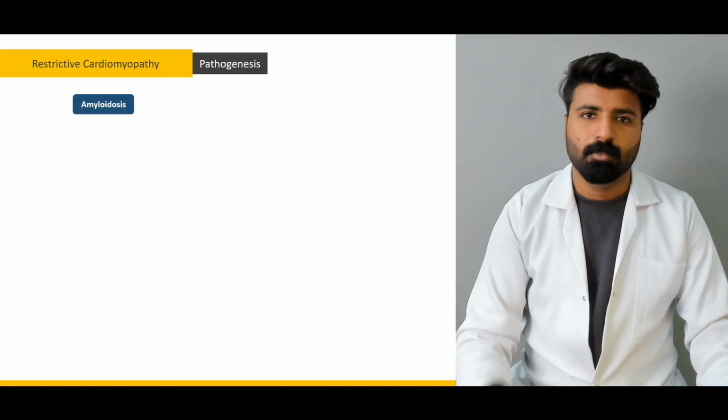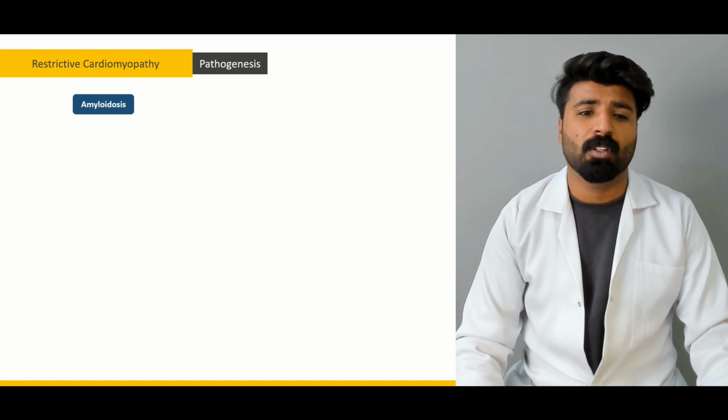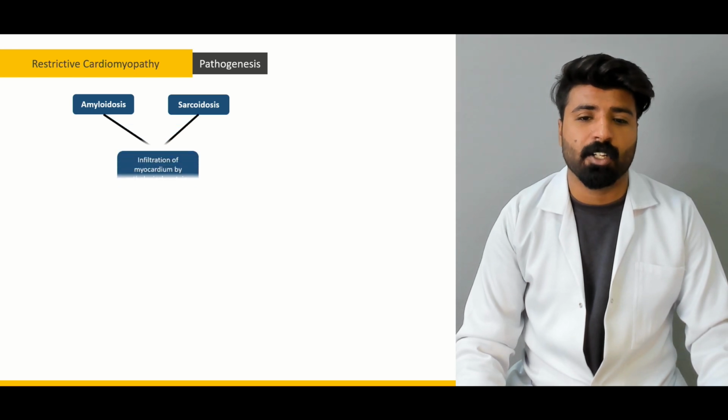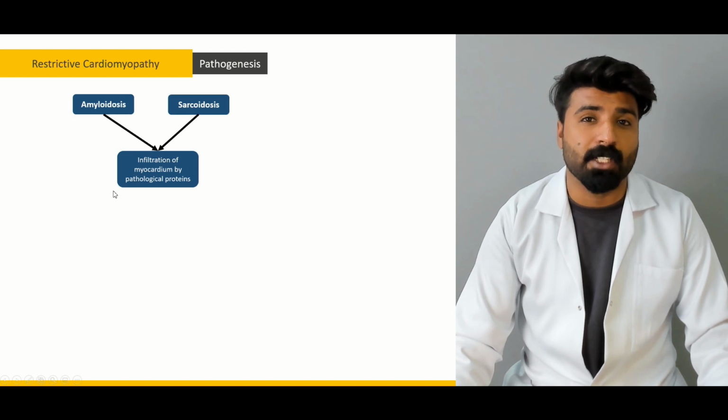Next on, we talked about etiological factors. Now let's talk about how those etiological factors come into play in the pathogenesis of restrictive cardiomyopathy. We talked about amyloidosis, right? So how does amyloidosis lead to restrictive cardiomyopathy? We talked about sarcoidosis. How does that lead to it? So first of all, amyloidosis and sarcoidosis lead to the infiltration of myocardium by pathological proteins.